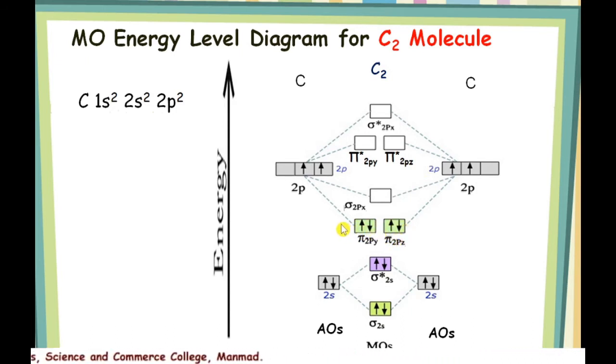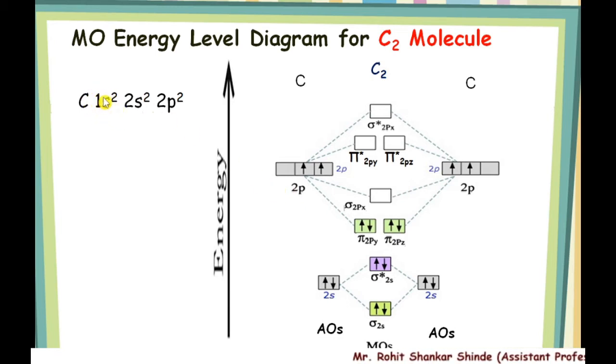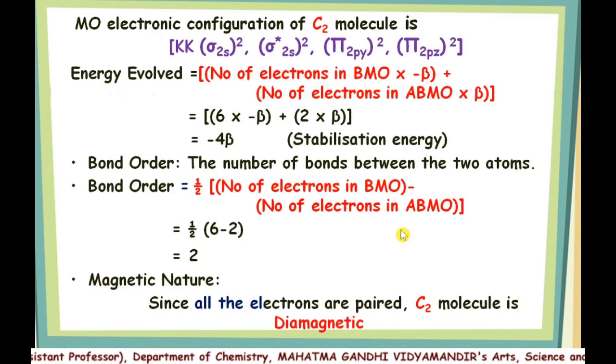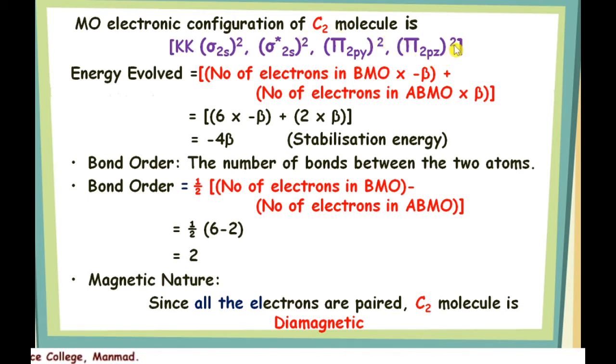So the molecular orbital configuration for this molecule can be written as KK for the two 1s orbitals of both the carbon atoms. So KK, sigma 2s2, sigma star 2s2, pi 2py2 and pi 2pz2. It is shown here. The molecular orbital electronic configuration of the C2 molecule is KK, sigma 2s2, sigma star 2s2, pi 2py2, pi 2pz2.